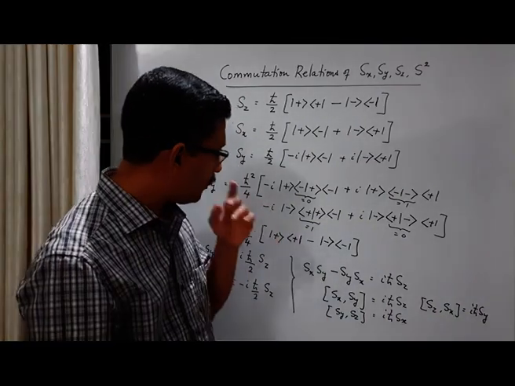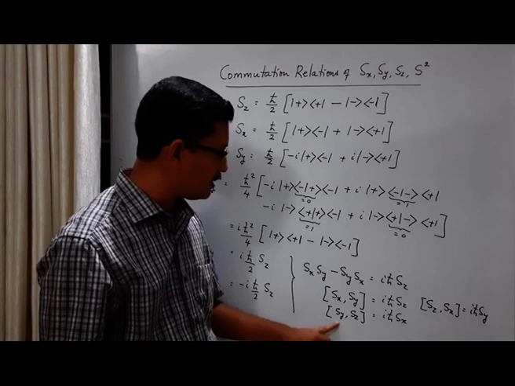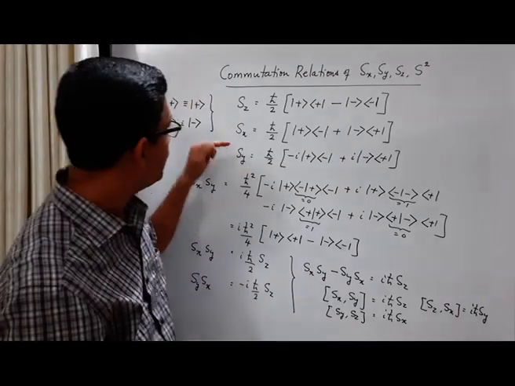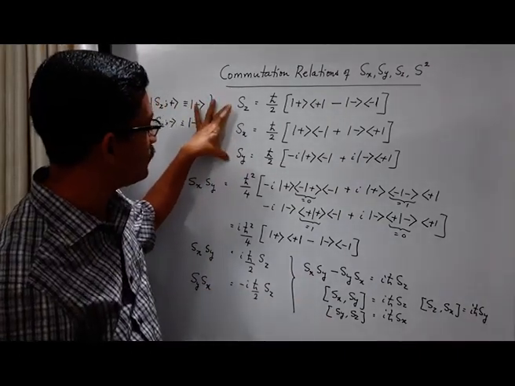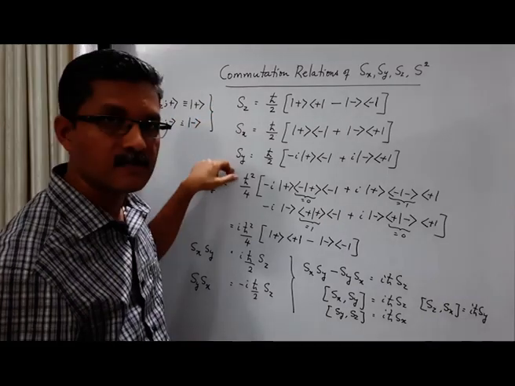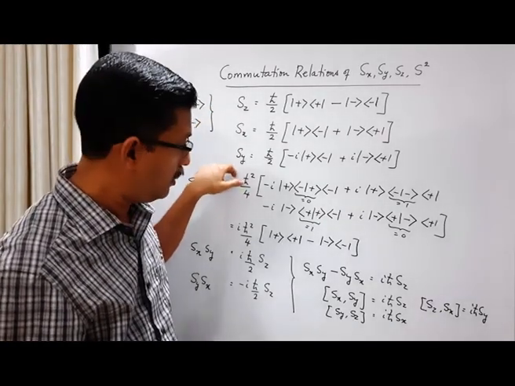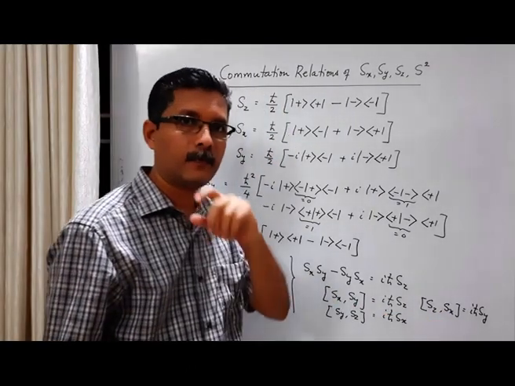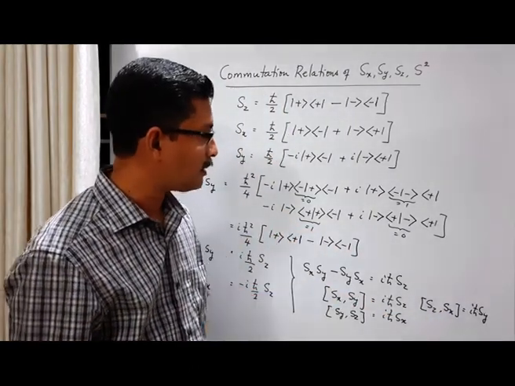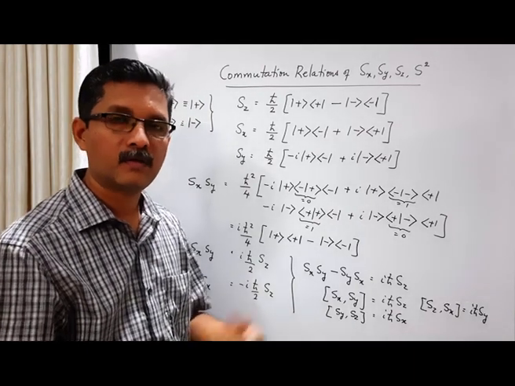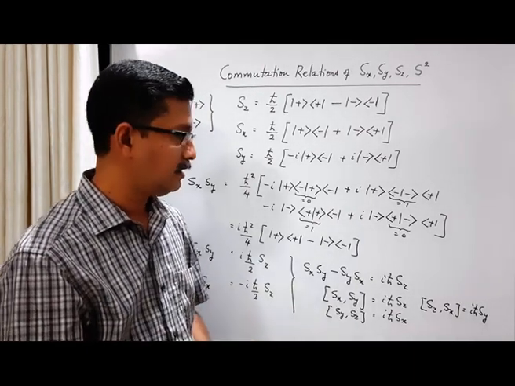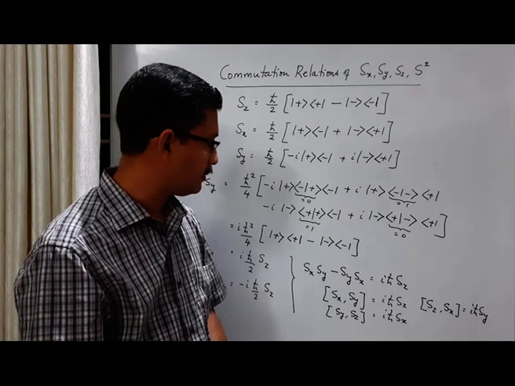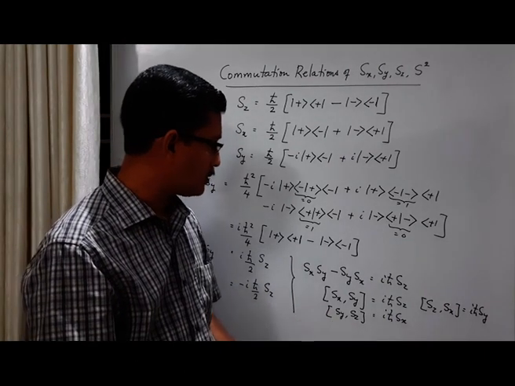So what you have to do, for example in this case, is find SySz. Sy is here, Sz is here. Find SySz minus SzSy. Then you can show that it's equal to this one. Similarly, here also you can do it. Take the product and subtract, reverse the order and subtract, and then see. So this is the commutation relation between the two components.